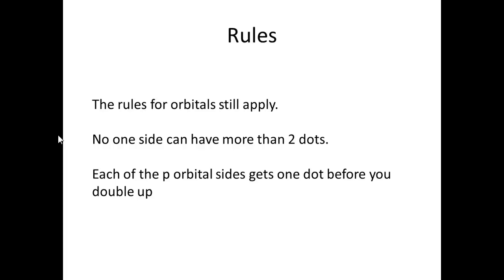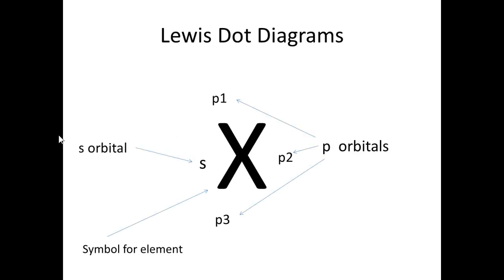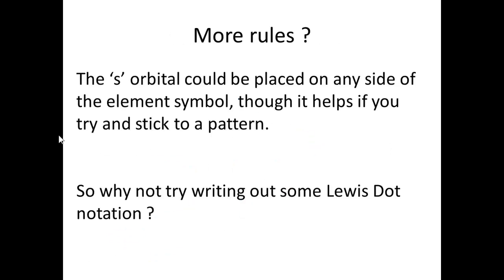So the rules for orbitals are still going to apply. No one side can have more than two dots, and each of the p orbitals will get one dot before you can double up. So here's a typical Lewis dot diagram representation. X represents the elemental symbol, and then around it on this one we have an s orbital, and we have three p orbitals which we've labelled p1, p2 and p3.